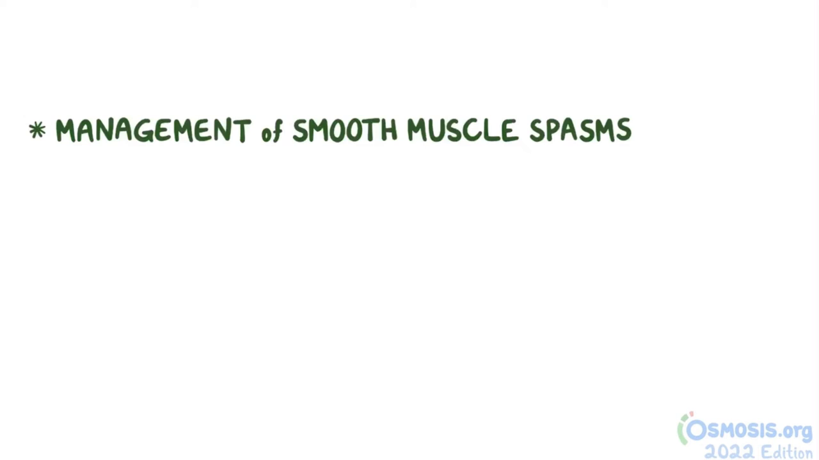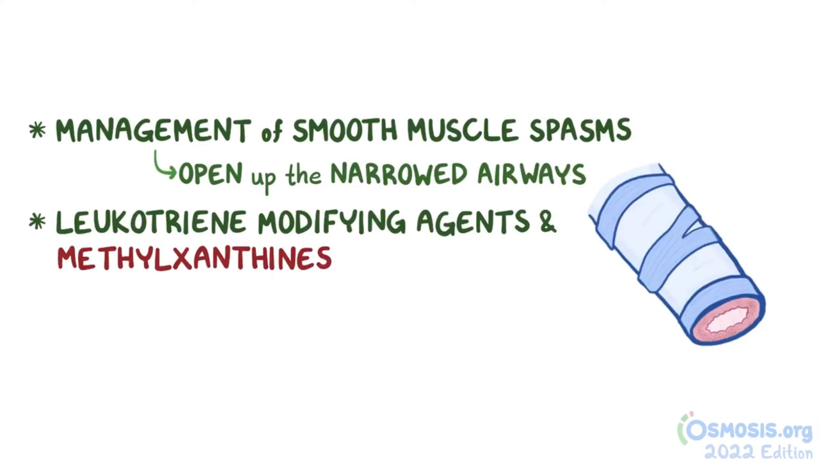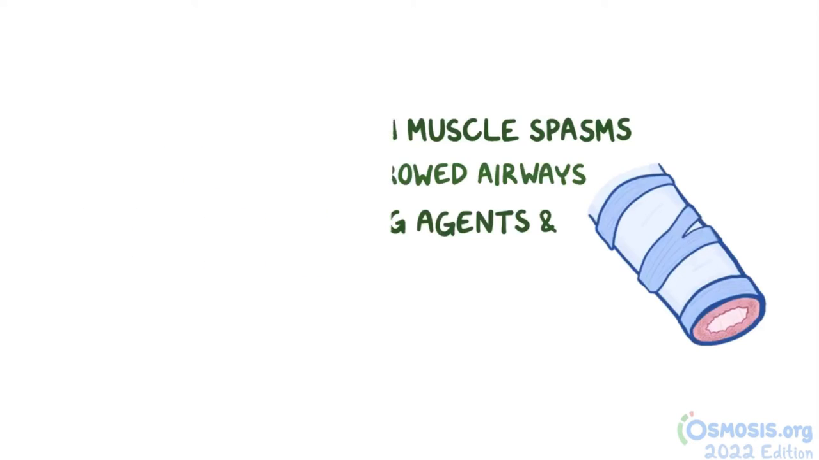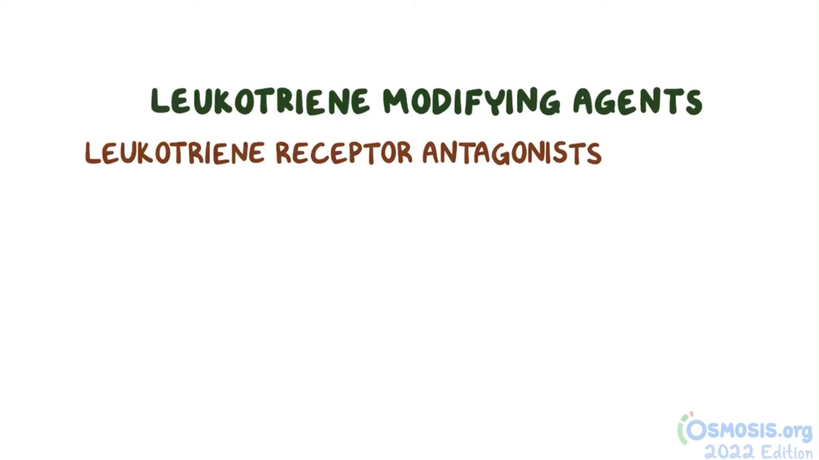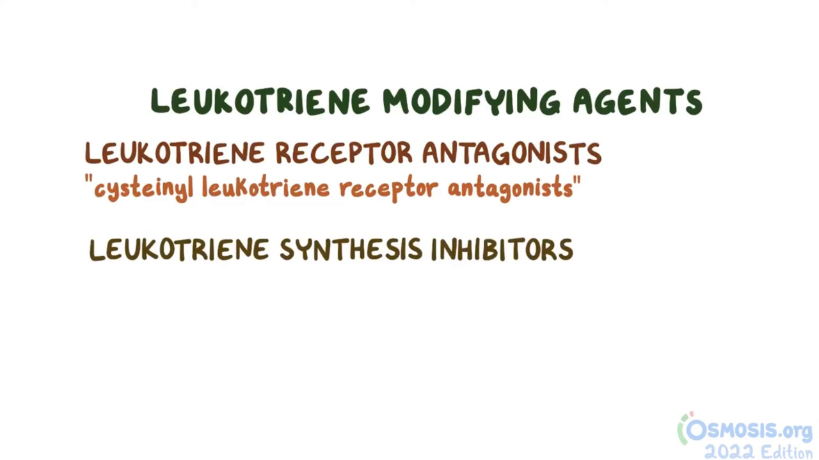In this video, we're focusing on the management of smooth muscle spasms, as relieving the spasms will help in opening up the narrowed airways. Now, to do that, the role of bronchodilators like leukotriene modifying agents and methylxanthines is very important. Let's start with the leukotriene modifying agents. These medications can be divided into two broad groups. One is leukotriene receptor antagonists, also known as cysteinyl leukotriene receptor antagonists. The other group is leukotriene synthesis inhibitors, which are also known as 5-lipoxygenase inhibitors.